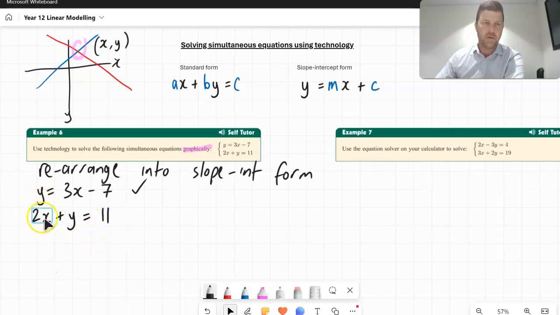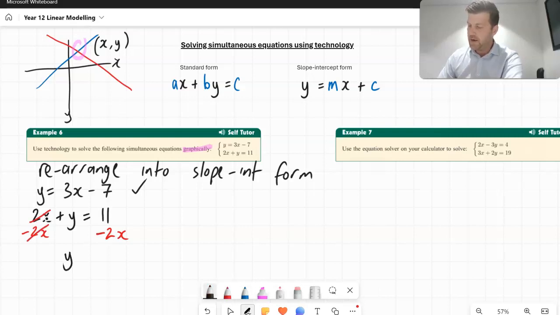So to get rid of 2x from the left-hand side of the equation, to make the value of 2x 0 on the left-hand side of the equation, I'm simply going to subtract 2x from the left-hand side of the equation. But to maintain balance, I'm also going to subtract 2x from the right-hand side of that equation. So that now is equal to 0 on the left-hand side. I'm left with y equals 11 take 2x. Now, I could write it in the form of y equals minus 2x plus 11, which looks more like this, but this is still essentially slope-intercept form.